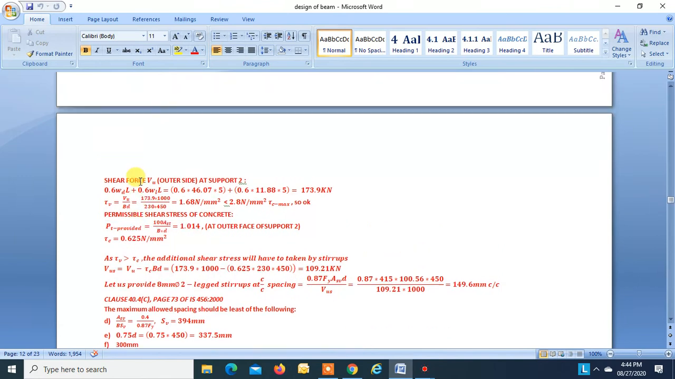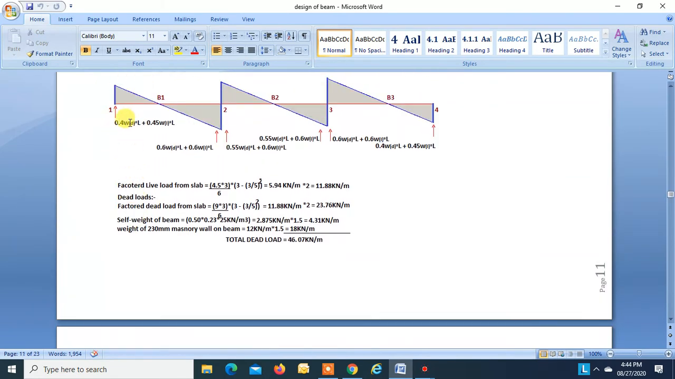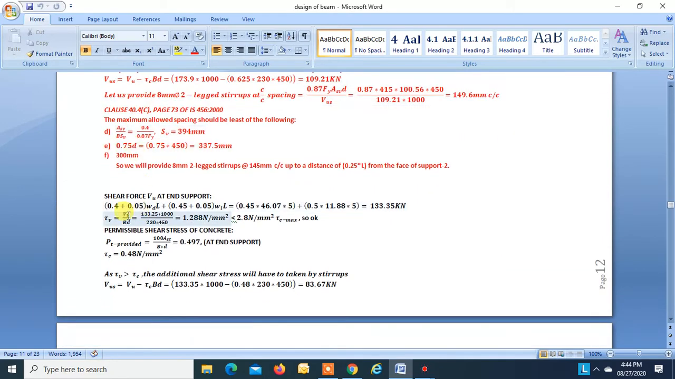This is the coefficient which you take. Now please remember, the code mentions that when the beam rests on a free end support, you have to increase this coefficient by 0.05. So instead of 0.4, you have to take 0.45, and instead of 0.45, you have to take 0.5, into dead load, into live load is the total shear. Tau v is this much, less than tau c max.